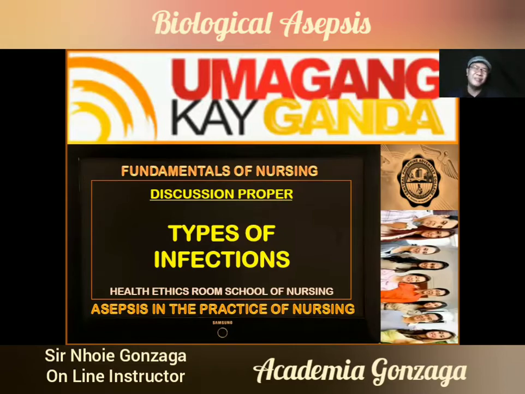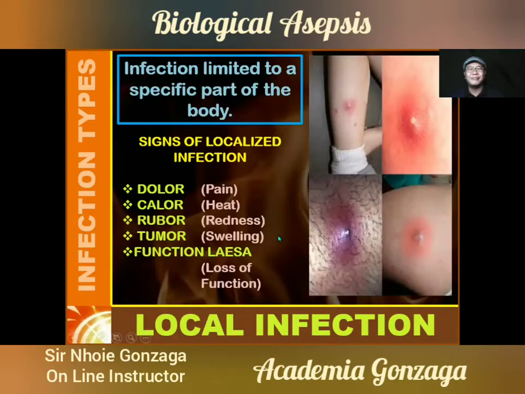Let us continue. Let us go now to the types of infections. The first type of infection here is local infection, and it is very similar to inflammation. Local infection is limited only to a specific part of the body. So it might be that the infection is only on one knee, or on the finger, or on the face. It's very common with infected pimples and infected wounds. So it's very localized. It's only in one area.